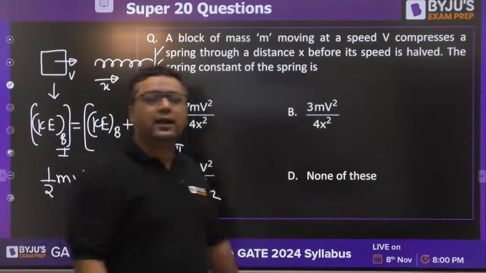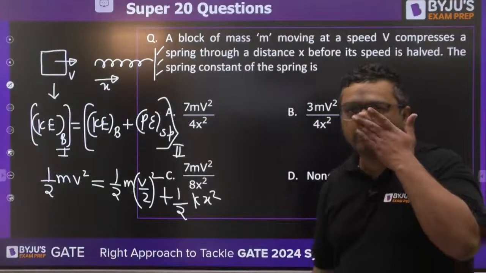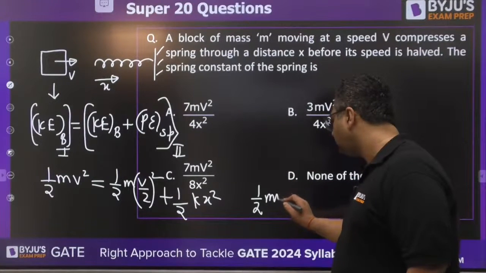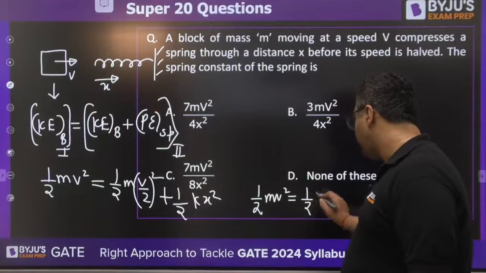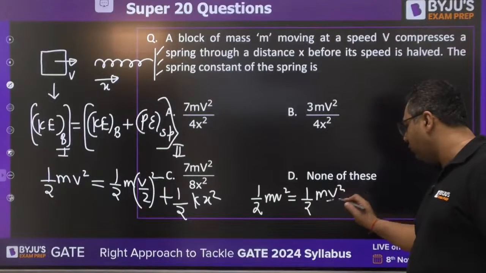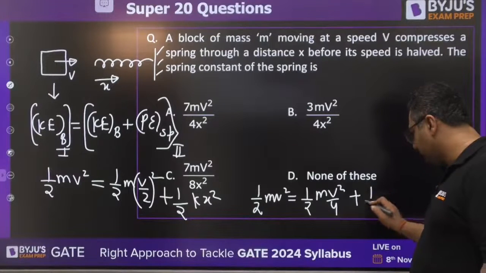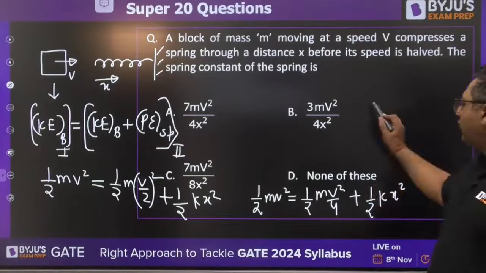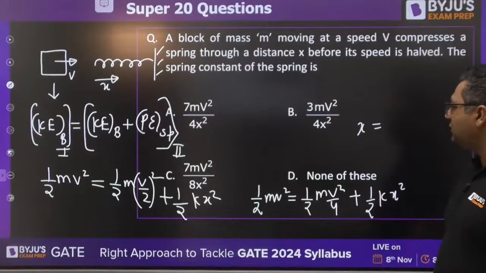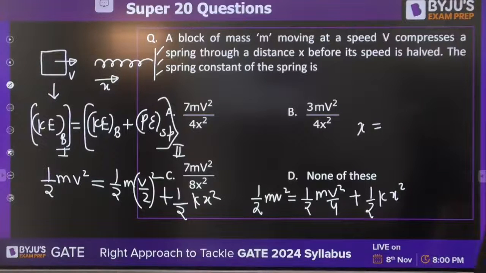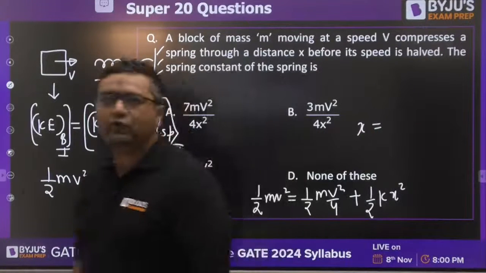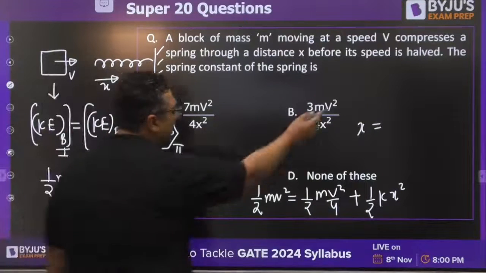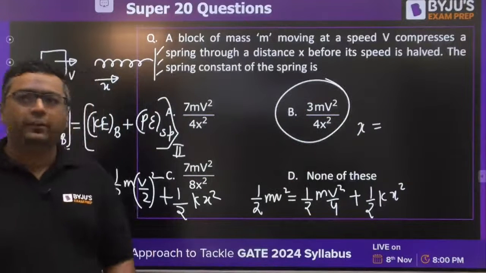Energy is scalar, directly added up. Very good. So when you do that, you can put half mv square is equal to half mv square by 4 plus half kx square. You need to find out the spring constant. After solving this, you will be getting k to be 3mv square by 4x square. B would be the right answer.